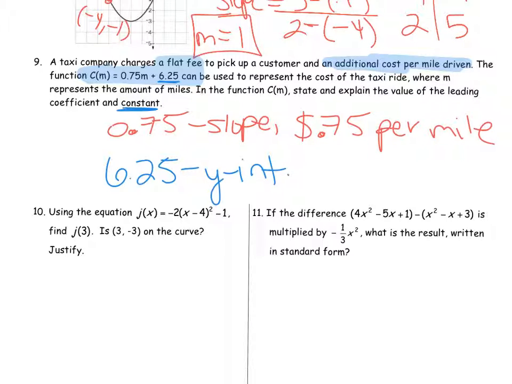That's that flat fee. That's also the y-intercept. Think about the equation of a line. That's the flat fee of riding the taxi. Okay, make sure you note these differences. You're looking at a linear equation where 0.75 is the slope, and 6.25 is the y-intercept, and I'm asking you to evaluate and explain the meaning of these terms.